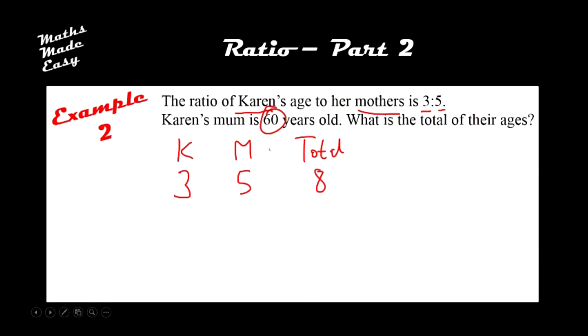Now we need to decide where to put 60. That's not how old Karen is, it's not how old they are in total, it's how old Karen's mum is. So let's put the 60 here in the column for mum. And then it says what's the total of their ages, so let's work out what we need.